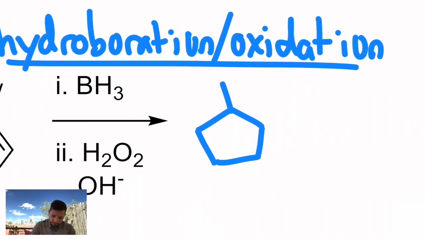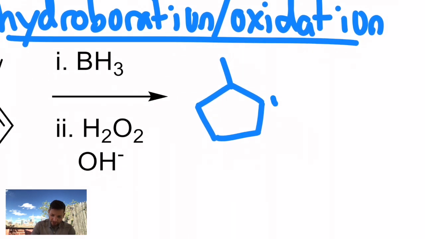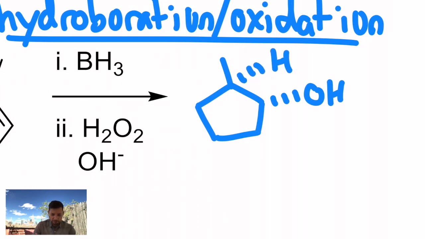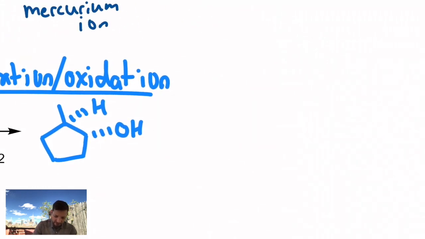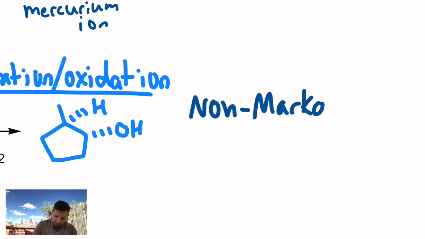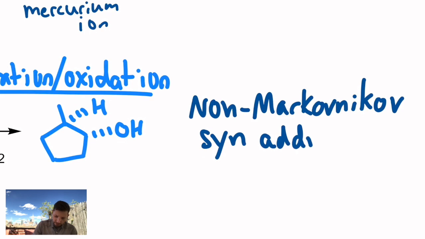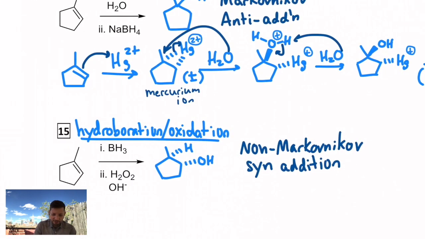And what's more, the OH that I add is actually syn to the H. So this is the opposite of the one right above it in every respect. This is non-Markovnikov. And this undergoes syn addition. So even if you don't remember the mechanistic details of each of these, if you remember the consequences of one, just know that the other is the opposite.